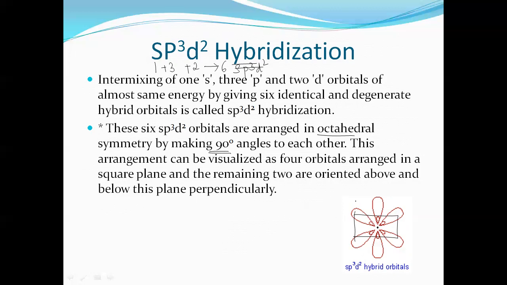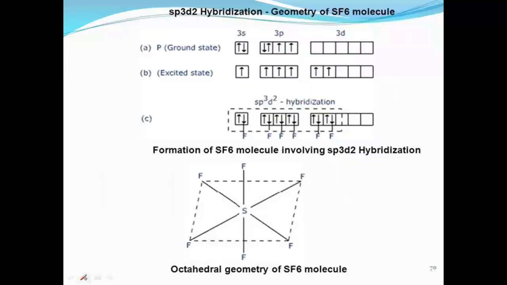So yes, these four are in one plane and these two are above and below the plane of the molecule. This shape is called an octahedral arrangement. And this can be explained with the help of an example here. For example, when we take sulfur, it forms SF6, right? The formation of SF6 can be explained based on this sp3d2 hybridization.